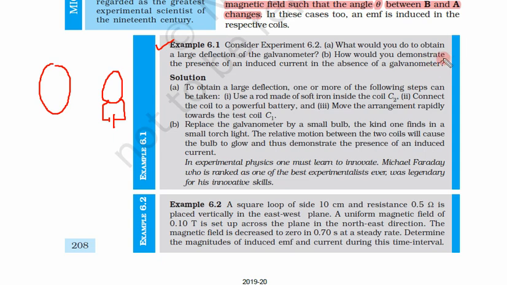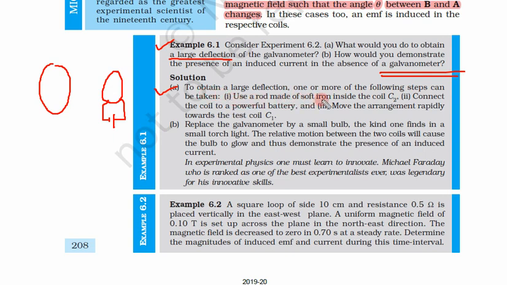So we have two situations. First, what will we do to get a large deflection? And suppose we don't have a galvanometer, how can we say that there is a current? So let us solve this problem. To obtain a large deflection, one or more of the following steps can be taken. So we can do any of these.